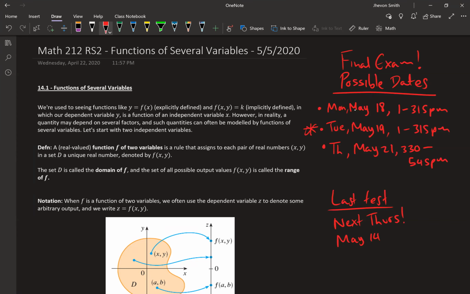We're going to talk about functions of several variables today. So usually we're used to looking at functions of a single variable in calculus. So something like y equals x squared in 2D, which is a parabola, or something like x squared plus y squared equals 4 in 2D, which is a circle. So now we want to think about other situations, because normally how we interpret it is that the y is our dependent variable and the x is our independent variable.